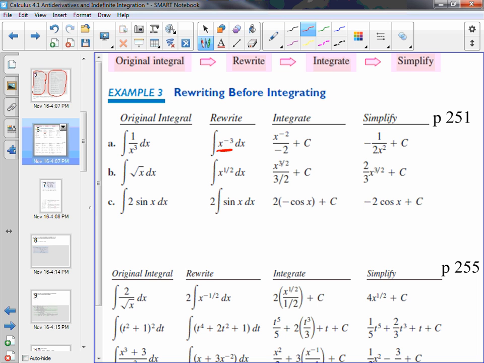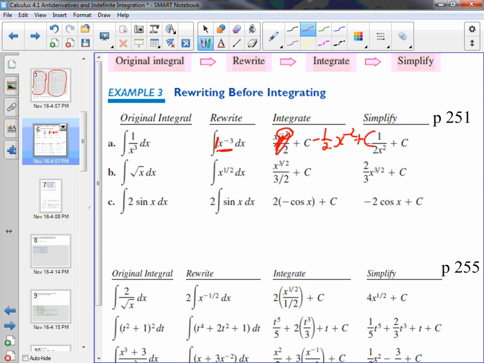So you add 1 to the exponent. And be careful when your exponent's negative. Adding 1 actually goes up. Okay? So you add 1 to the exponent, and then you divide your coefficient by the new exponent. So a coefficient of 1 divided by the new exponent of -2, and I wouldn't have written it that way. I would have written it that way.